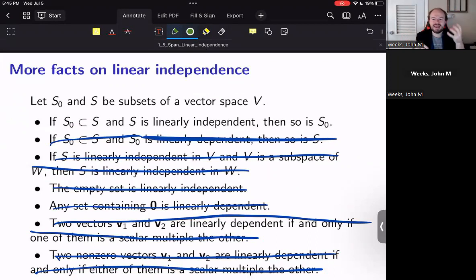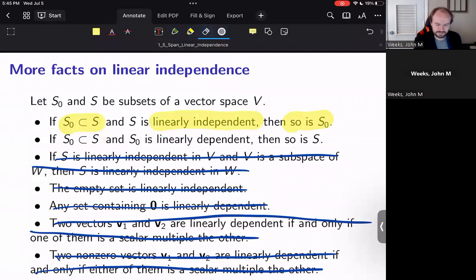Here, if you have a set S which is linearly independent and you have another set S naught that is smaller, a subset of S, then S naught is also linearly independent, kind of a reverse relationship. Do you see it? It's like if you had a spanning set and you made it bigger, it was still spanning. If you have a linearly independent set and you take a subset of it, then that is still linearly independent.